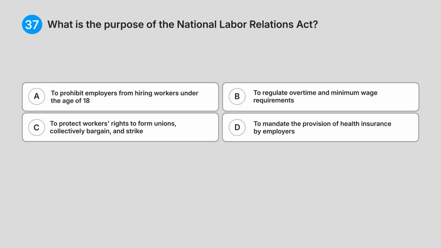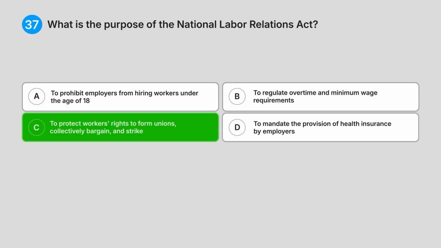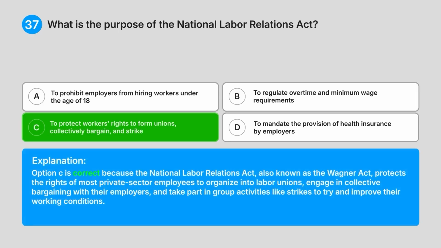Correct answer, C. To protect workers' rights to form unions, collectively bargain and strike. Explanation. Option C is correct because the National Labour Relations Act, also known as the Wagner Act, protects the rights of most private sector employees to organise into labour unions, engage in collective bargaining with their employers, and take part in group activities like strikes to try and improve their working conditions.